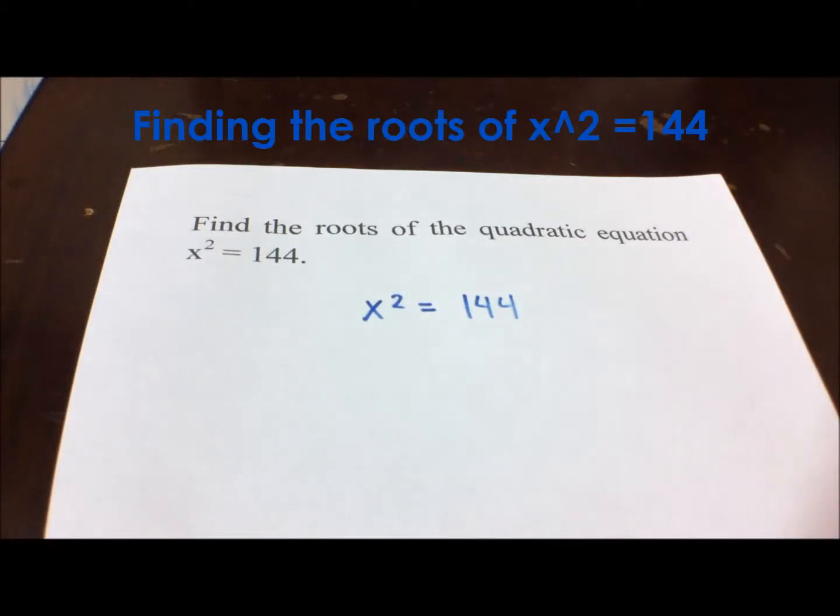In this video, I am going to show you how to find the roots of this quadratic equation. Our quadratic equation is x to the power of 2, or x squared, equals 144. To find the roots of this quadratic equation, we must find two x values that have a y value of 0. There are two things that you can do to solve this equation.